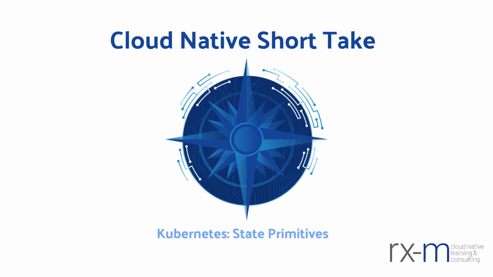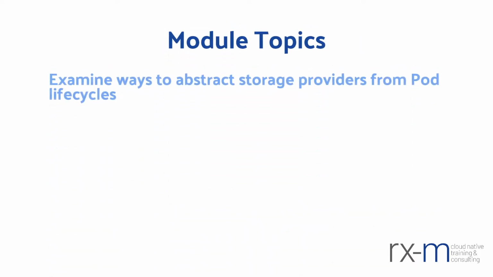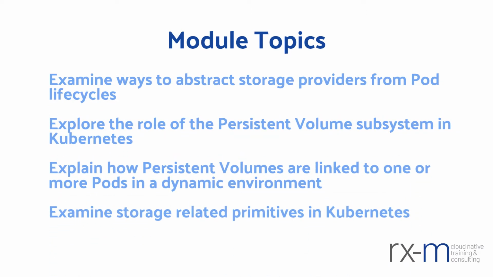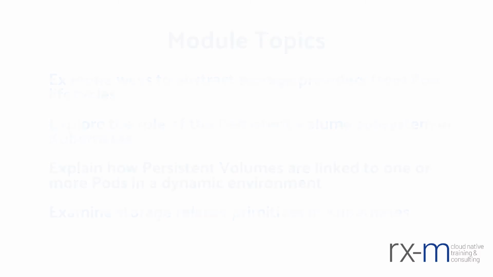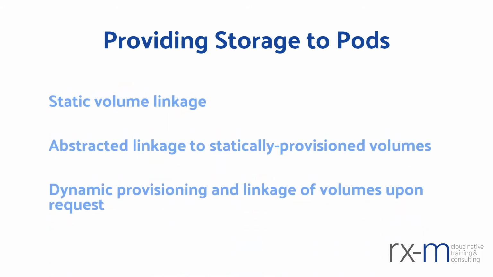And this is our short take on state primitives, making data persistent in a Kubernetes pod. In this module, our job is to explain how Kubernetes abstracts the notion of storage for pods. To start, it's important to understand that Kubernetes has multiple ways to provide persistent storage for pods. There is a need to retain data independent of the lifetime of a pod.